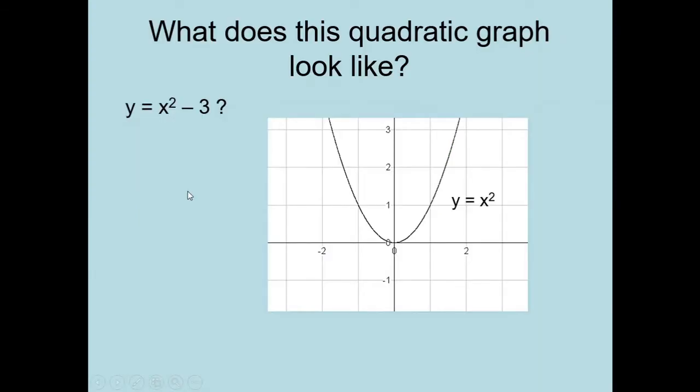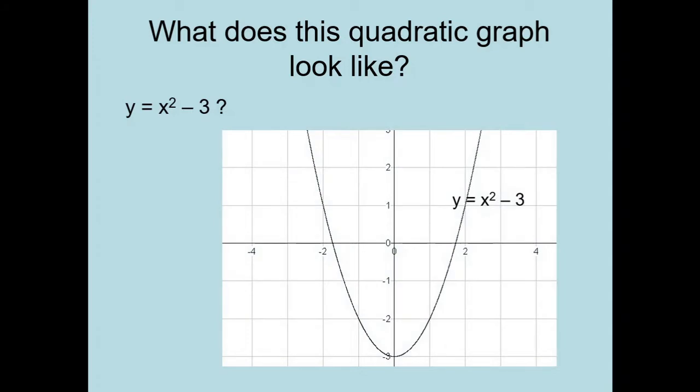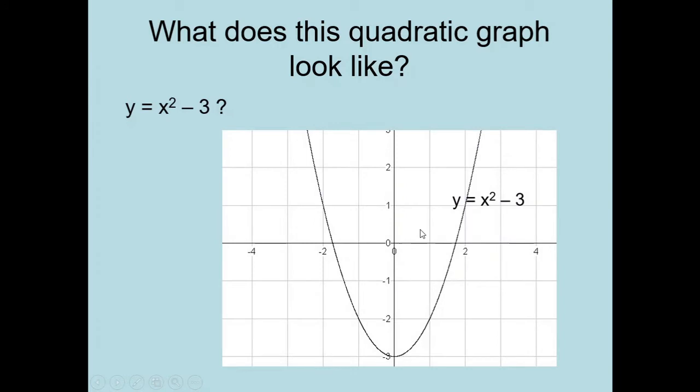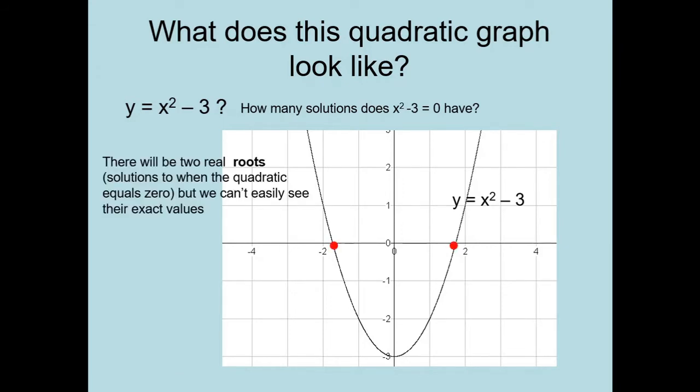So here's my y equals x squared graph, and there's my y equals x squared minus 3. Remember, my y equals x squared graph just touches the x-axis at this one point here, while the y equals x squared minus 3 graph is 3 below the x-axis, so it's not touching the x-axis here, but it is crossing the x-axis in these two places. So how many solutions does it have now? It's got these two solutions, although we can't see exactly what they are.